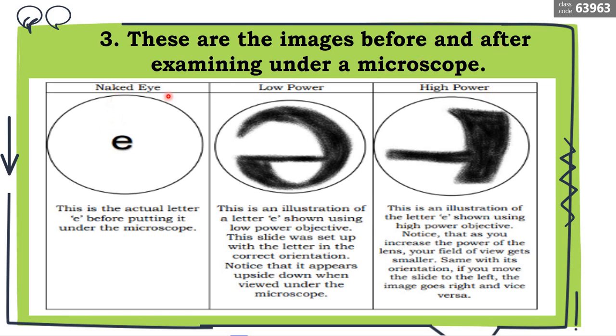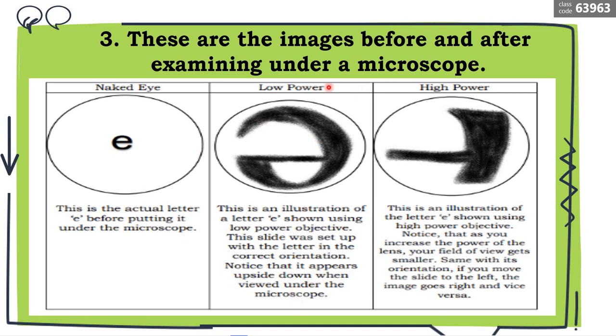With your naked eye, it is like this. This is the actual letter E before putting it under the microscope. When you use low power, this is the picture or the figure. This is an illustration of letter E shown using the low power objective. This slide was set up with the letter E in the correct orientation. Notice that it appears upside down when viewed under the microscope.